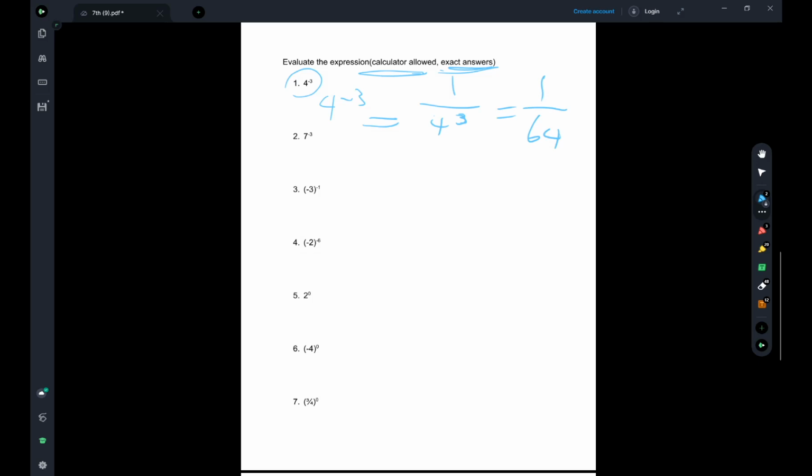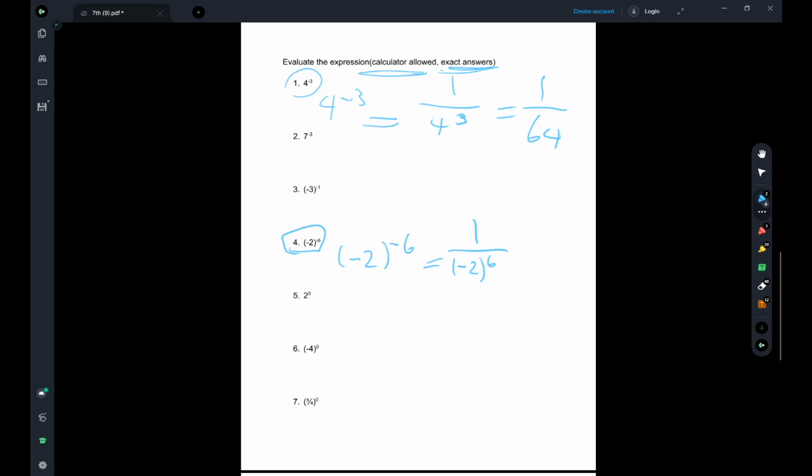Okay, now let's go on to this one, number 4. Number 4 is negative 2 to the negative 6. Now, this negative makes this equal to 1 over negative 2 to the 6th. Now, what is 2 to the 6th? 2 to the 6th is 64.